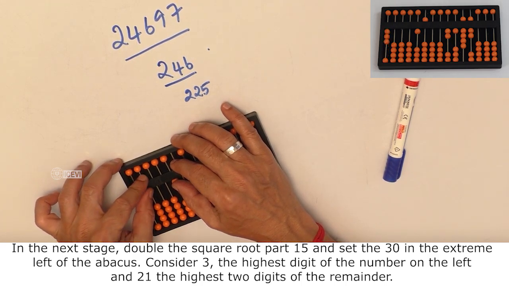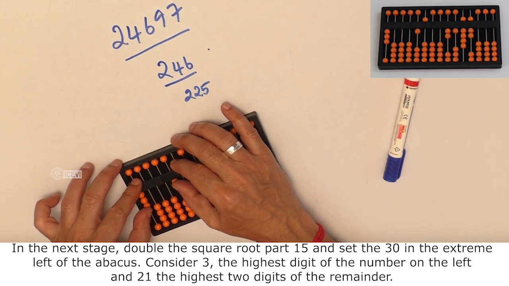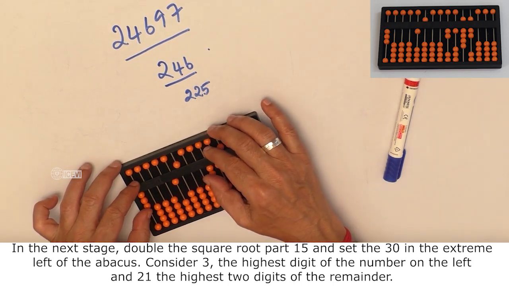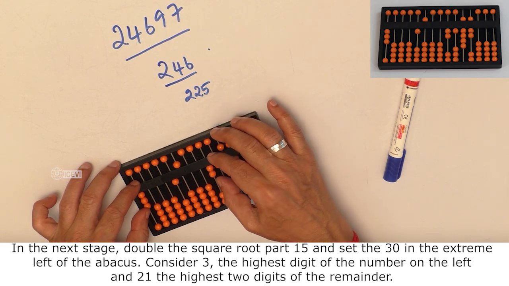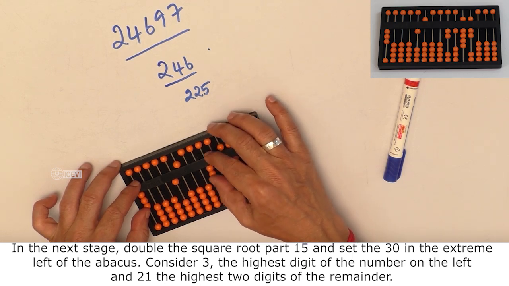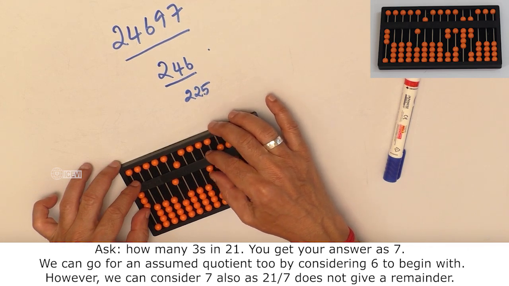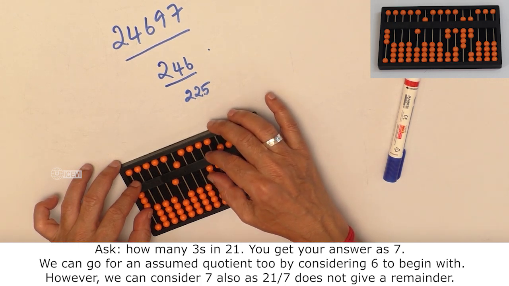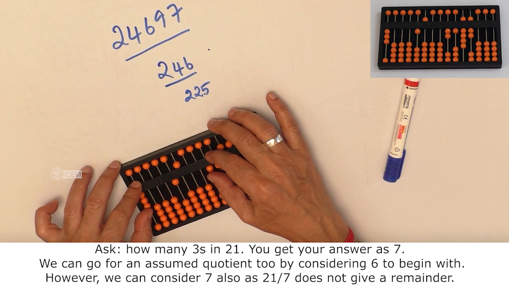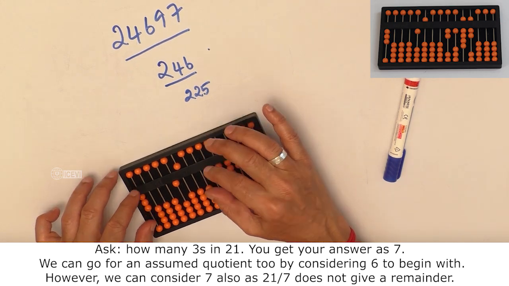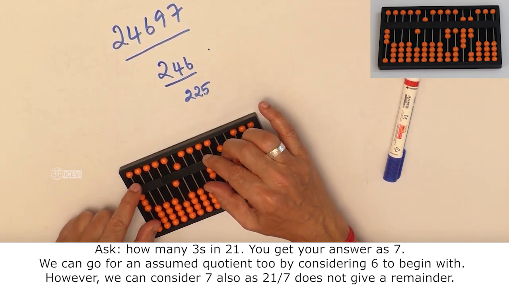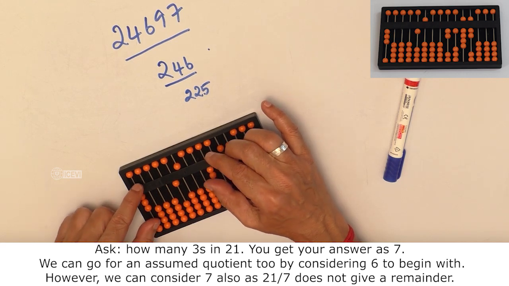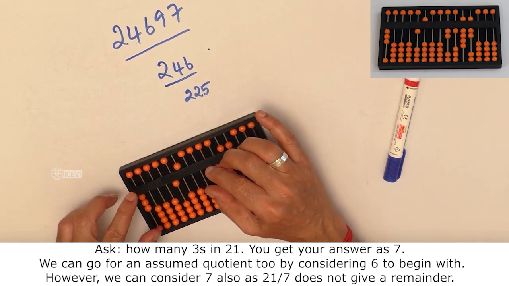Consider 3, the highest digit of the number on the left end, and 21, the highest 2 digits of the remainder. Ask how many 3's in 21. You get the answer as 7. We can go for an assumed quotient 2 by considering 6 to begin with. However, we can consider 7 also, as 21 by 7 does not give a remainder.